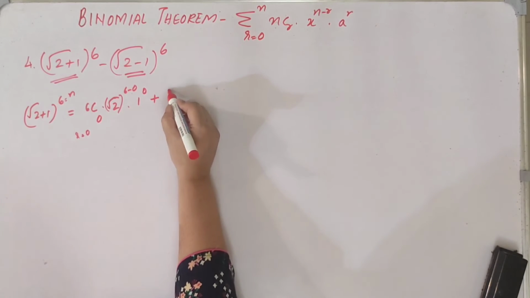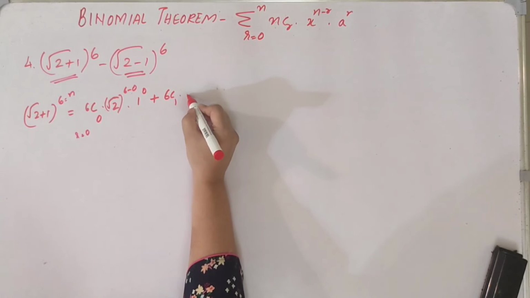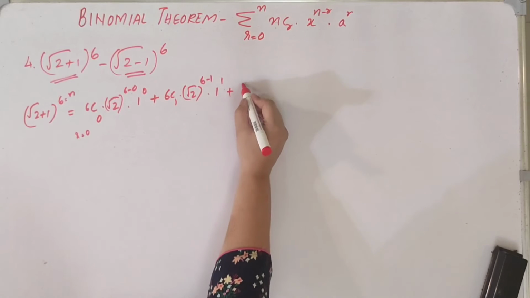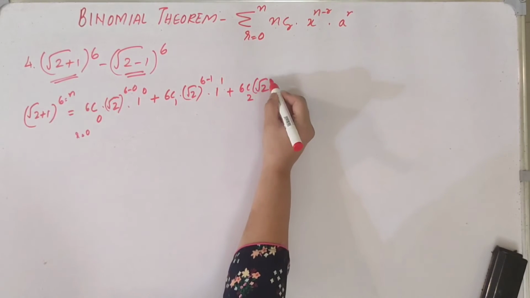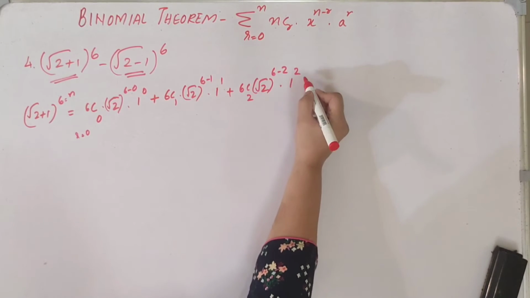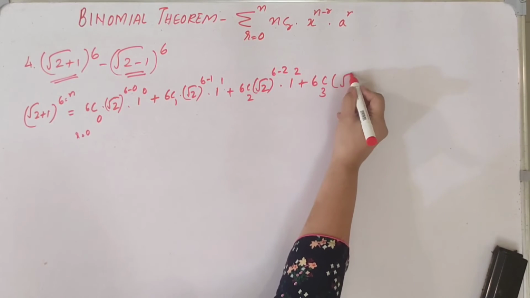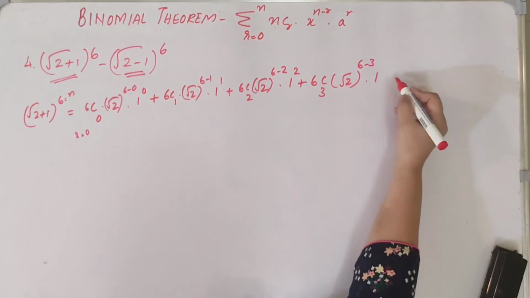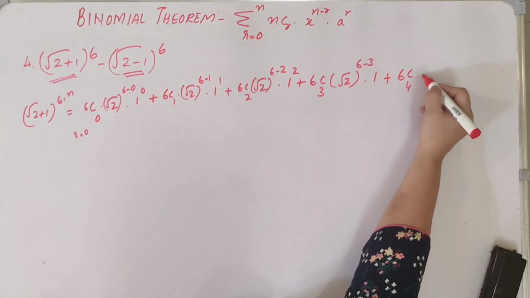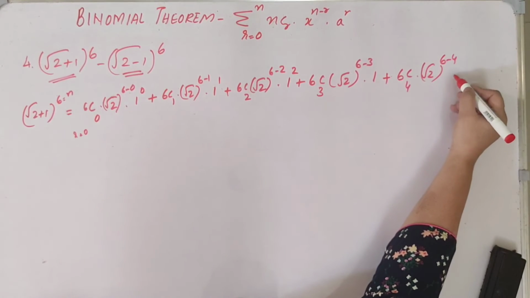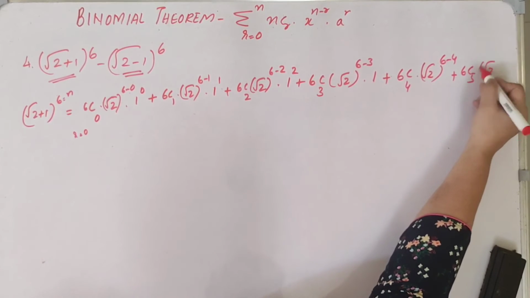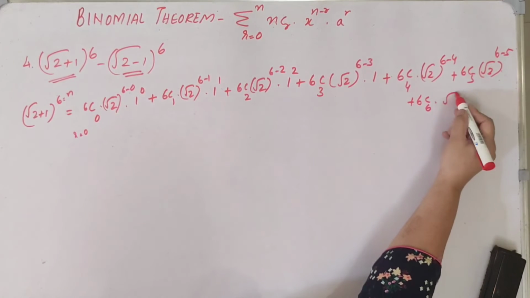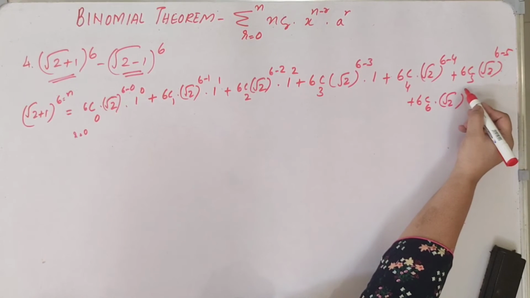Next one is plus 6C1 into root 2 to the power 6 minus 1 into 1 to the power 1, plus 6C2 into root 2 to the power 6 minus 2 into 1 to the power 2, plus 6C3 root 2 to the power 6 minus 3. I'll just leave everything as 1 because 1 to the power anything is 1 only. So 6C4 into root 2 to the power 6 minus 4, plus 6C5 root 2 to the power 6 minus 5, plus 6C6 into root 2 to the power 6 minus 6, which is 0.